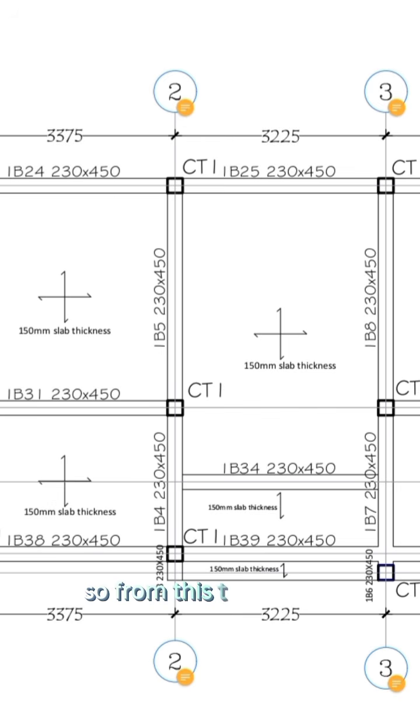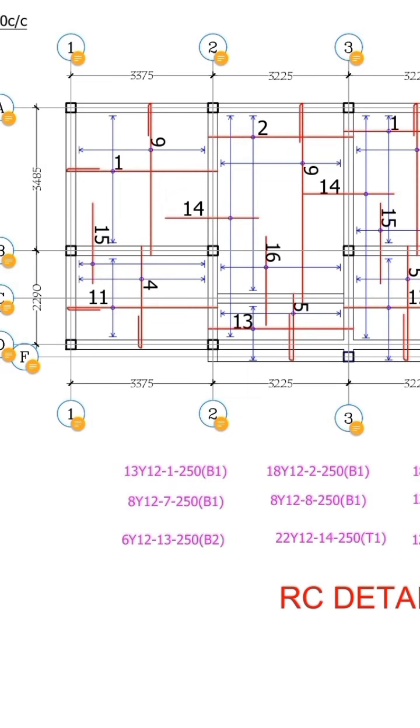So from this, the shorter side is the one that has the short beam and the longer side is the one that has the long beam. So the reinforcement is always arranged firstly across the shorter span. So let's go to the first floor slab detail. From the first floor slab detail, you can see the reinforcement is arranged across the shorter span first.